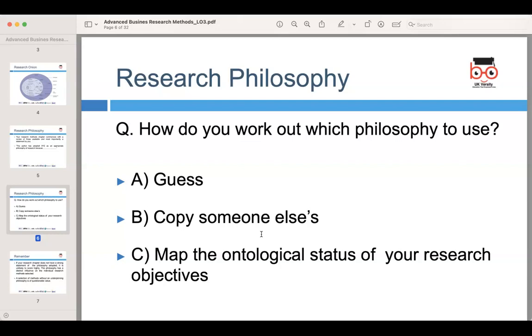While it may seem tempting to rely on guesswork, this approach is not recommended. Research requires a systematic and rigorous approach, and making decisions based on mere speculation can lead to unreliable and invalid results.